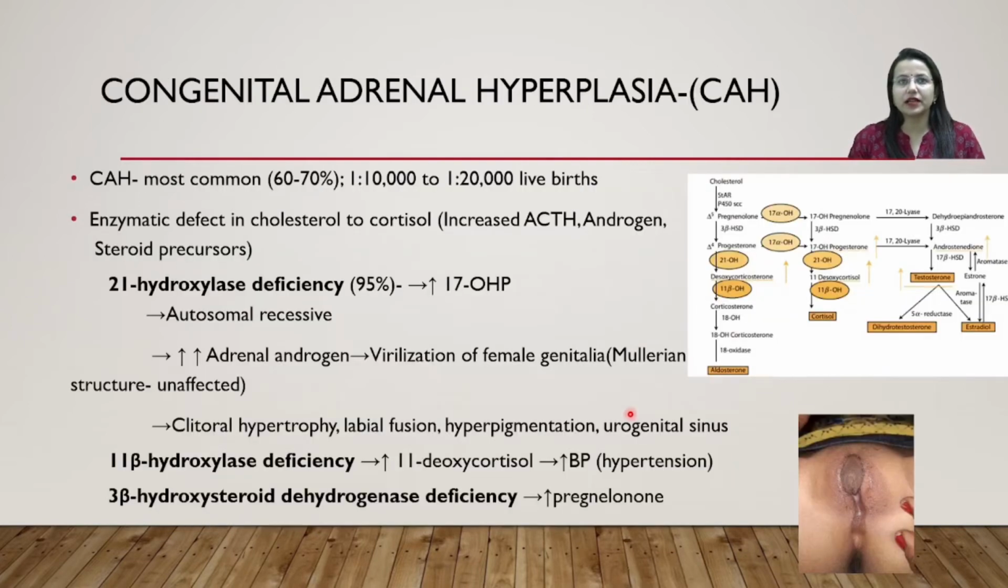Congenital adrenal hyperplasia is the most common type of DSD, with an incidence of 1 in 10,000 to 1 in 20,000 live births. It is due to a defect in the cholesterol synthesis pathway. There are a number of genes which can be affected, or there is disruption in the pathway at various levels, but the three most common pathways involved are these: 21 hydroxylase, 11 beta hydroxylase, and 3 beta hydroxysteroid dehydrogenase.